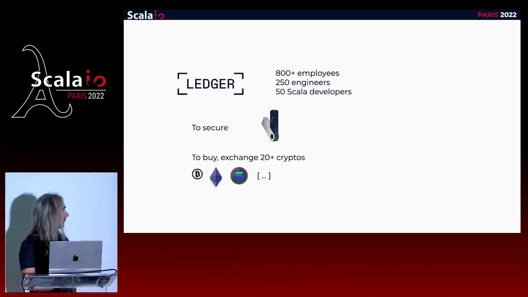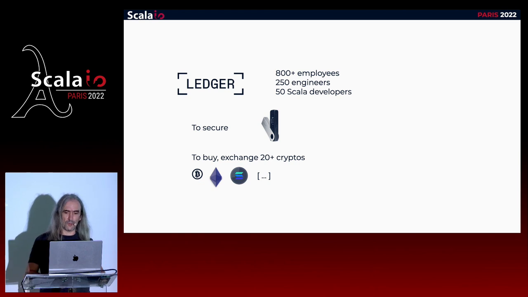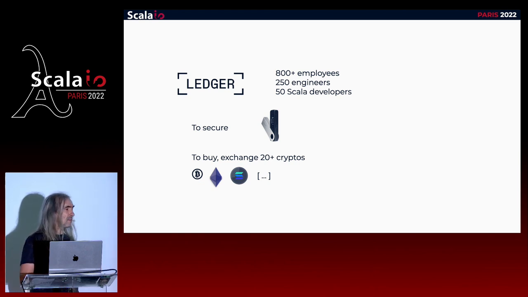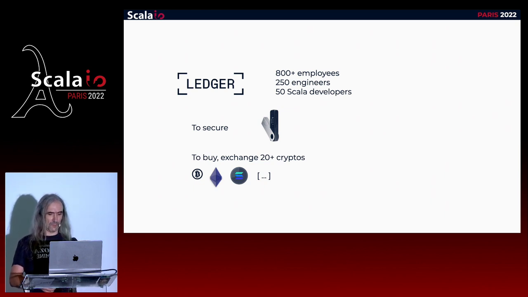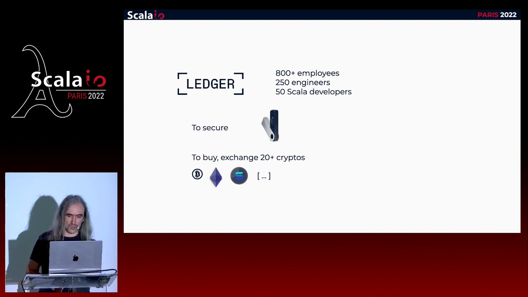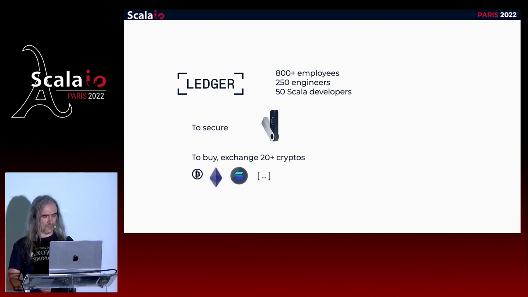My name is Nouguier Olivier. I'm working for Ledger. It's a company in Paris. We have more than 10 offices in Paris, Montpellier, Grenoble, London, everywhere in the world. We aim to secure your digital assets, and to help you buy and exchange crypto money and many things. Of course, we are Scala developers, and there are some positions at Ledger.